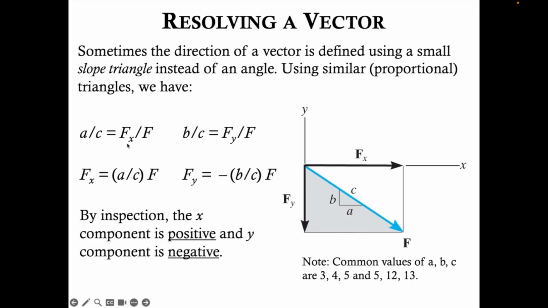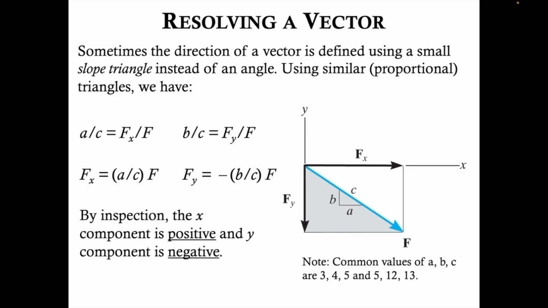So again, A over C is F sub x over F, and similarly B over C is F sub y over F, because B is the vertical piece of this triangle and F sub y is the vertical piece of this larger triangle. So rearranging, we have F sub x equals A over C times F and F sub y equals negative B over C times F. Now this is very important to realize that we did insert a negative here. Here we're really just referring to the absolute values, absolute magnitudes, but here we're actually making sure to indicate whether the vector goes up or down in the positive or negative y direction. So we did insert this negative here because by inspection, the x component of this vector is positive, but the y component is negative.